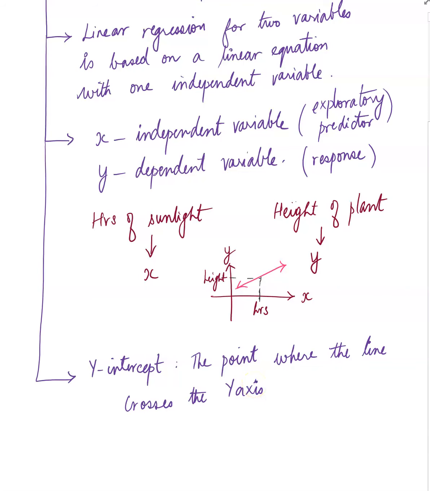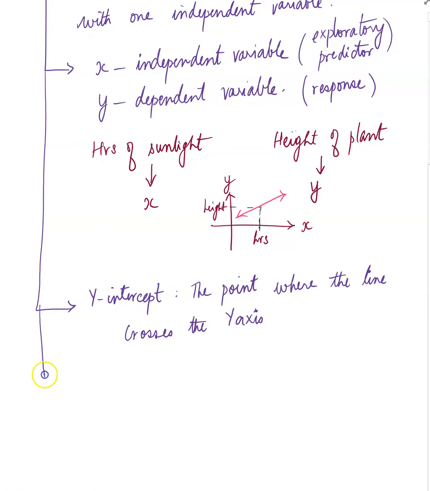Then we have something called the slope. Remember the slope? Yeah, rise over run. A slope basically in English means the slantness, or the steepness of a line. So this describes the slantness or steepness of a line.